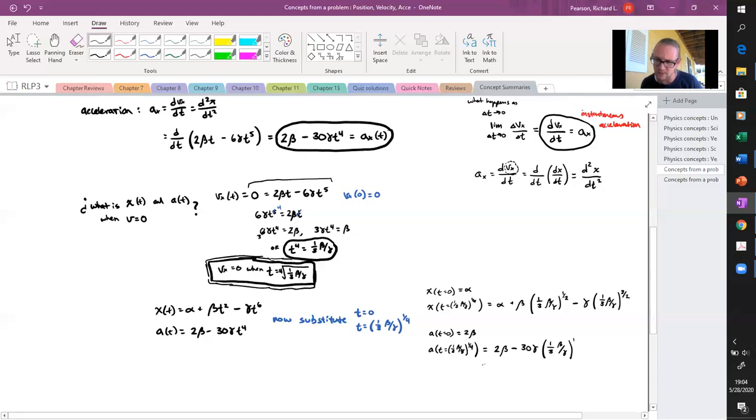Woohoo! So this is going to look nice, or nicer. So we now have 2 beta minus, we're going to multiply through the 30 to the 1/3, which gives us 10. The gammas cancel out. We end up with beta, which means that the answer to this acceleration at this later time, I'll say t to the 1/4, is -8 beta.